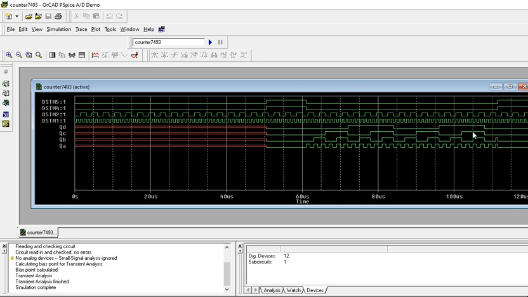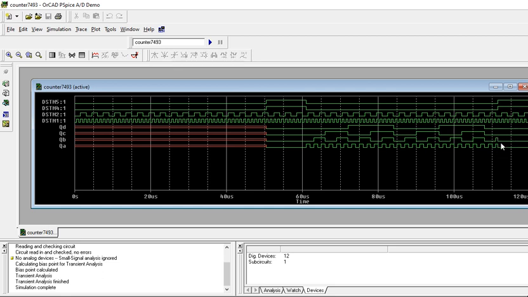So at the 16th pulse, all are ones: 1, 1, 1, 1. After the 16th pulse, this becomes 0, 0, 0, 0. Again it starts counting from 1. But here, since reset has been activated, it became 0s.